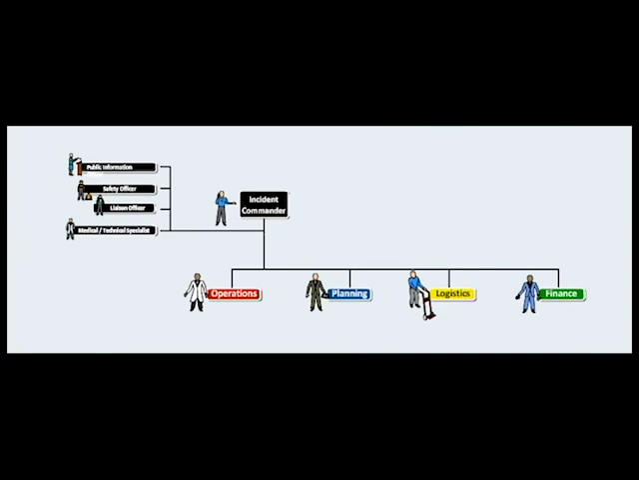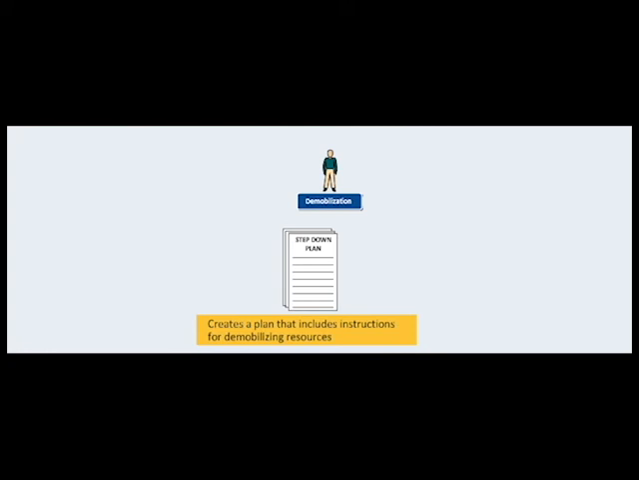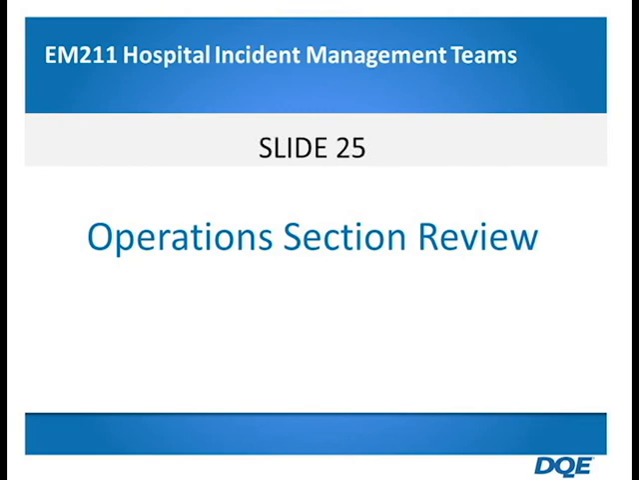At the conclusion of an incident or as resources are no longer needed, it is wise to follow a plan for stepping down the response. The Demobilization Unit creates a plan that includes instructions for demobilizing resources. The assignment of this unit's leader should be given to someone with strong knowledge of the business continuity plan and normal business operations.